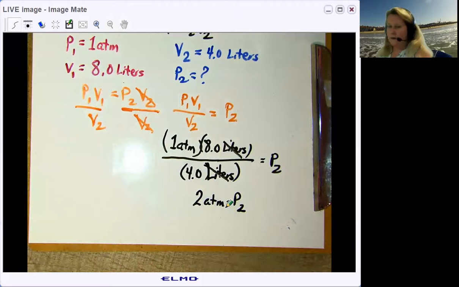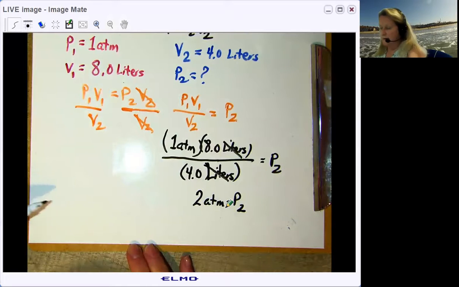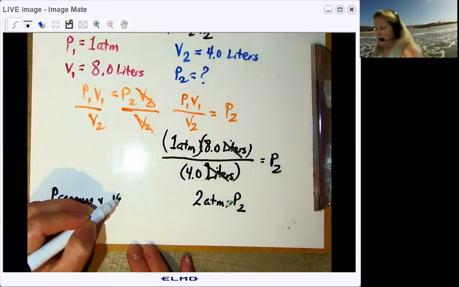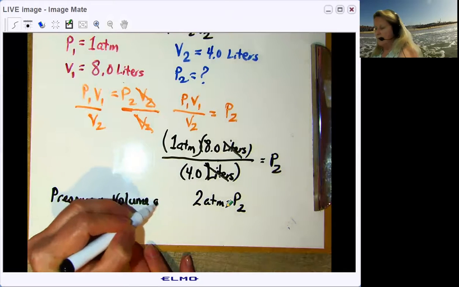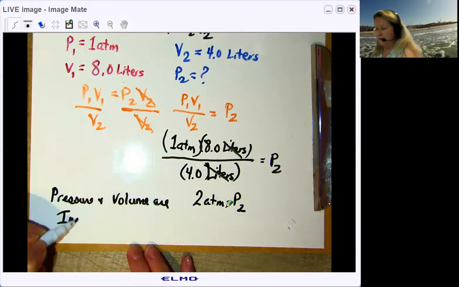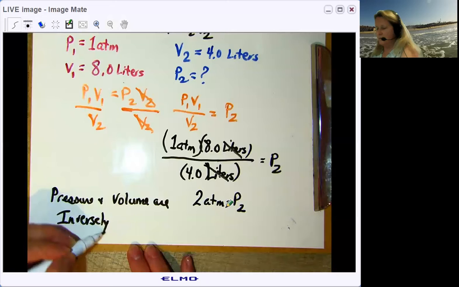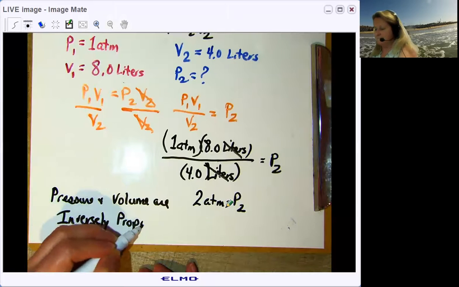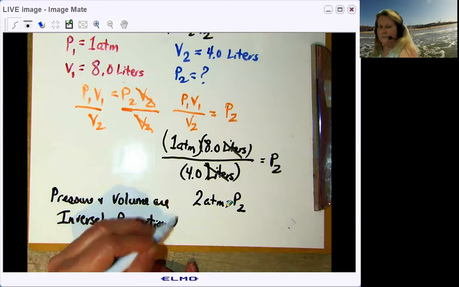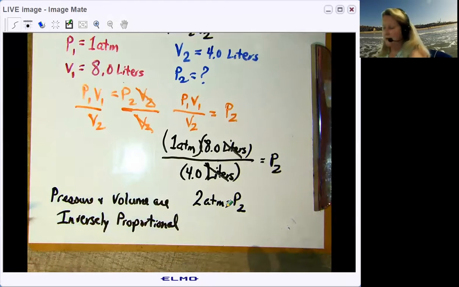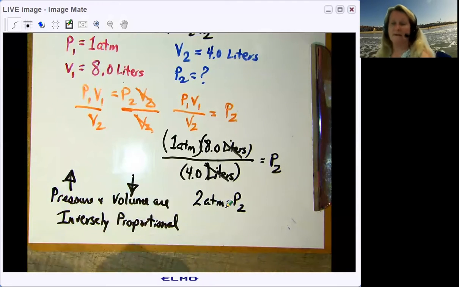Okay, so what we call this, another way to say Boyle's law, is that pressure and volume are inversely proportional. What does that mean? That means if pressure goes up, the volume has to go down. Or conversely, if the volume goes up, the pressure has to go down.